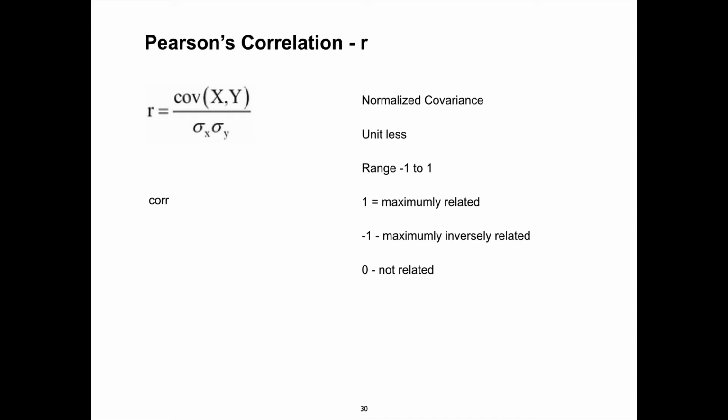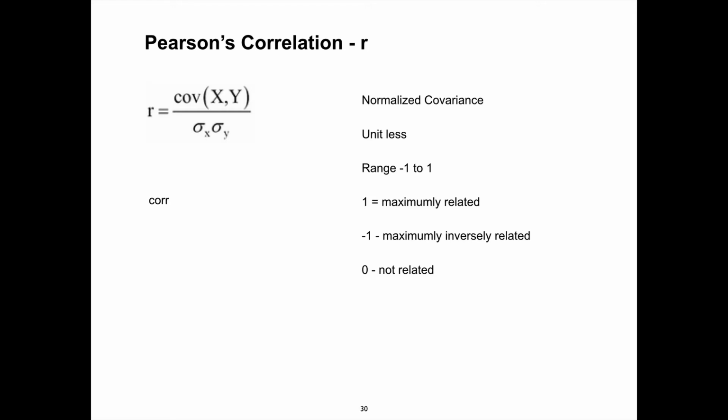There's no units, and it goes from minus 1 to 1. And 1 means they're basically identical. 0 means, as far as we're concerned, they're not related. And minus 1 means that they're inversely related.